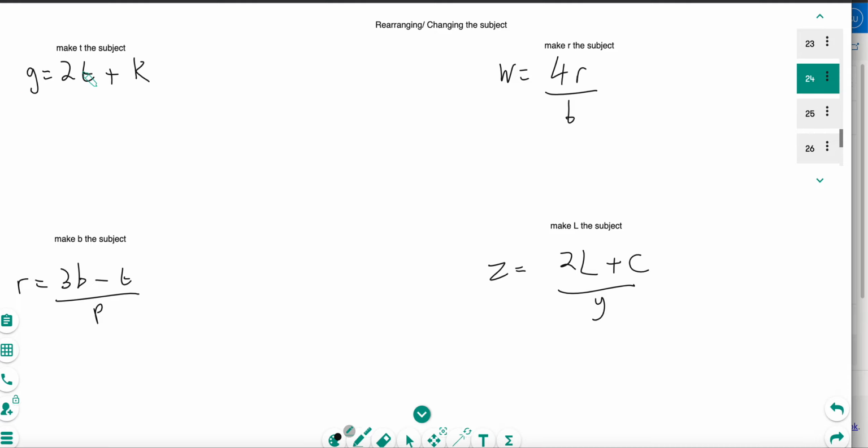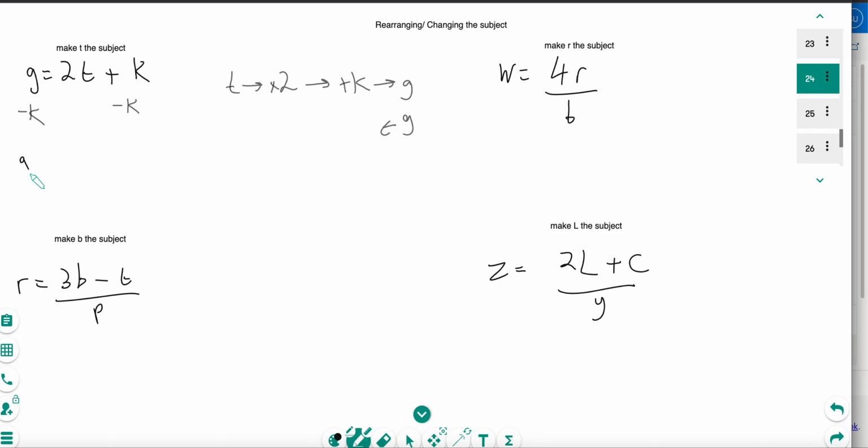So g is equal to 2t plus k. And my goal is to get t by itself. Well, let's think about this one. Let's think of a function machine first. T is being multiplied by 2, then it's being added by k, and g's coming out. Whenever we rearrange, it's kind of like rearranging an algebraic equation to solve it. We just work backwards. So first, we think, should I get rid of the 2 or the k? Well, if we work backwards, we see we have to get rid of the k first. So the opposite of plus k is minus k. You do the same thing to the other side.